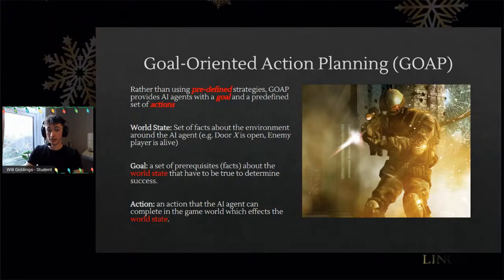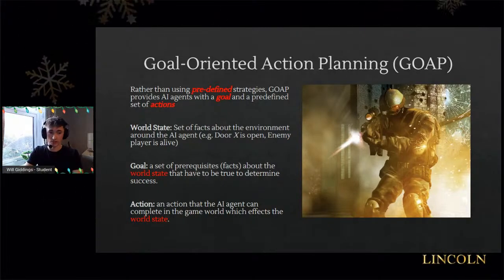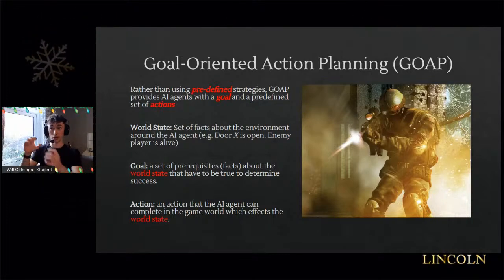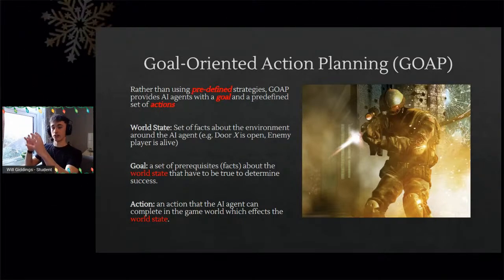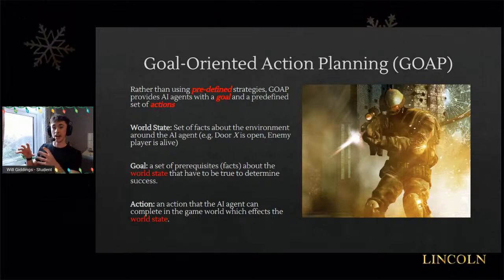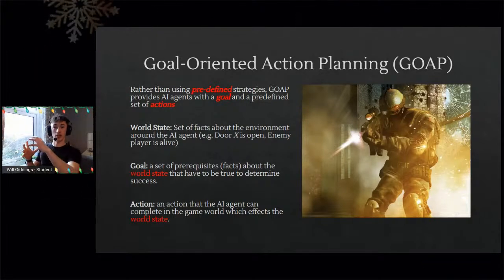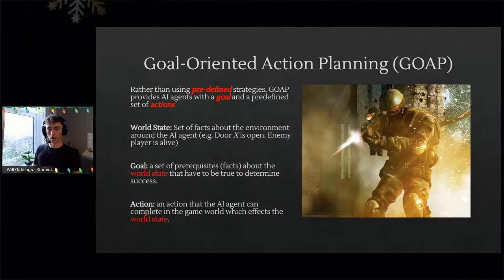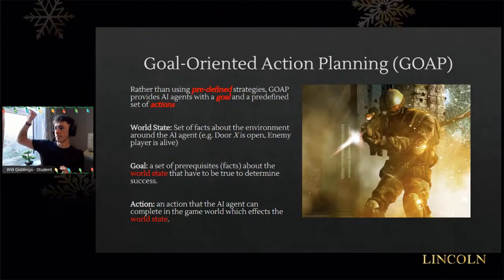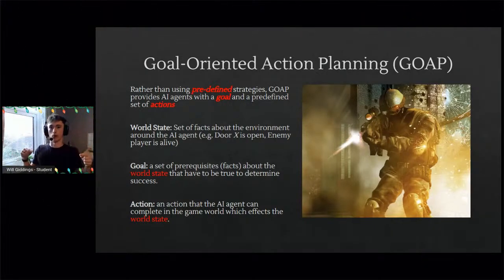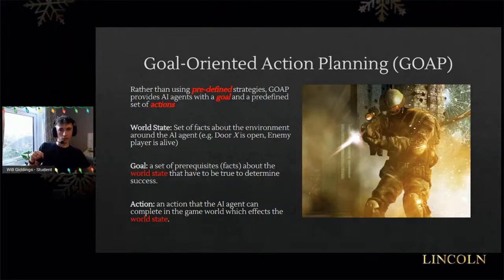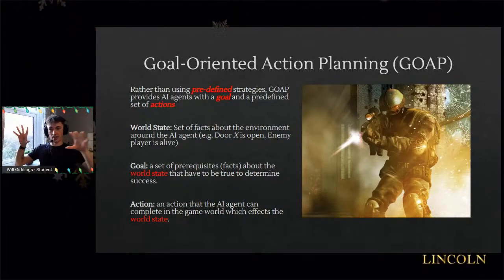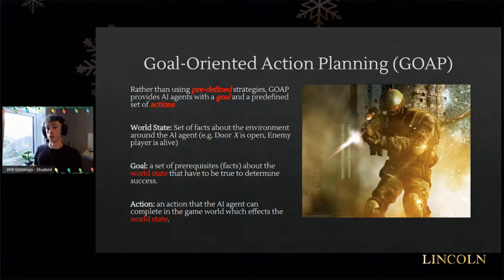Rather than using predefined strategies like we see with behavior trees, GOAP actually provides the AI with a goal and a set of actions. The AI itself can look at the actions it has access to and try to figure out the best way to get to its goal. So rather than drawing set lines between every single possible action to get to the specific goal we want, we just give it a goal, give it a ton of actions, and then it goes and figures out the most efficient way to do it itself.